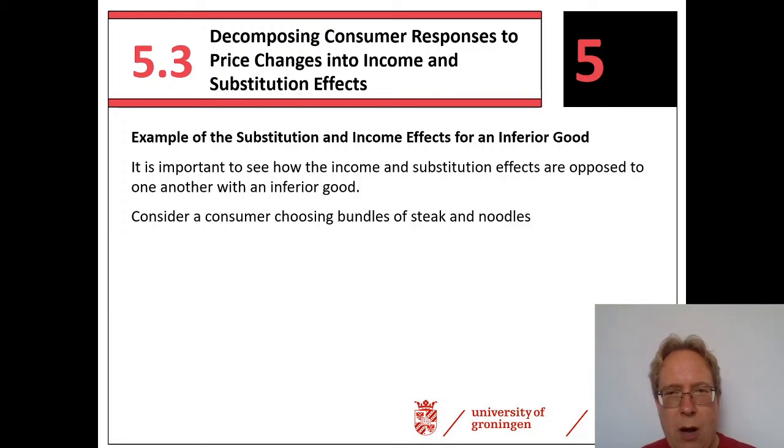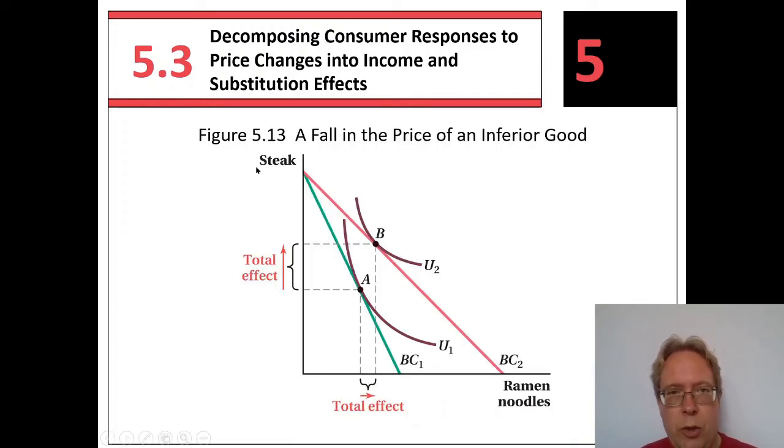So let's look at how that works out in this example with this decomposition, because that's useful. Suppose we have a consumer and that consumer consumes steak and noodles. So here we have it, noodles and steak. This is the original situation. In the original situation, she consumes here A. This is the new situation, so the price of noodles has come down, and as a result, consumption changes from A to B. So the total effect is this area, right?